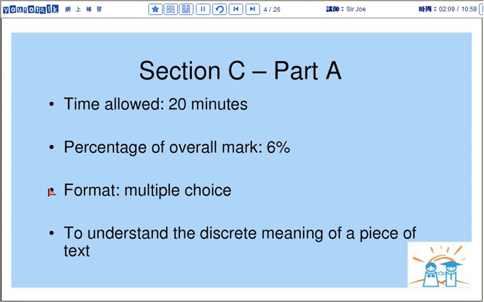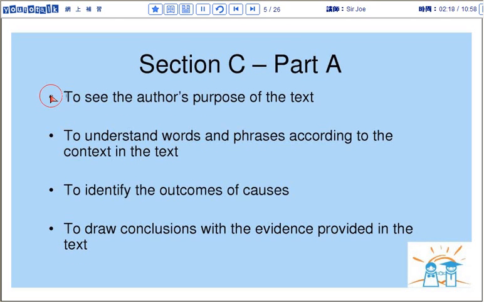And overall, you have to understand the hidden meaning of a piece of text. You have to see why the writer or the author is writing this. And you have to understand the words and phrases which relate to the text in that context. In Part A, you'll find many results and outcomes, and you have to know what causes them and what made them happen. And also there will be a lot of evidence in the text which you have to draw conclusions from.